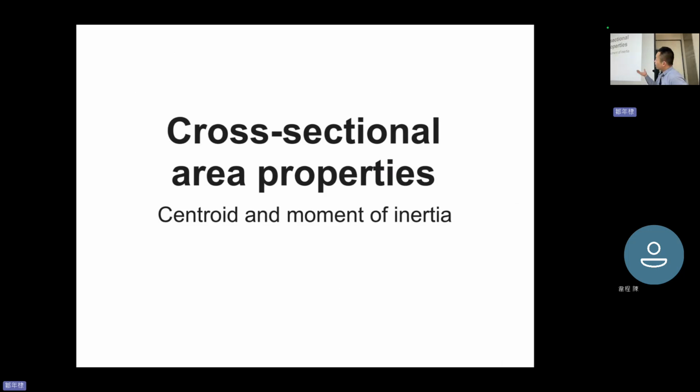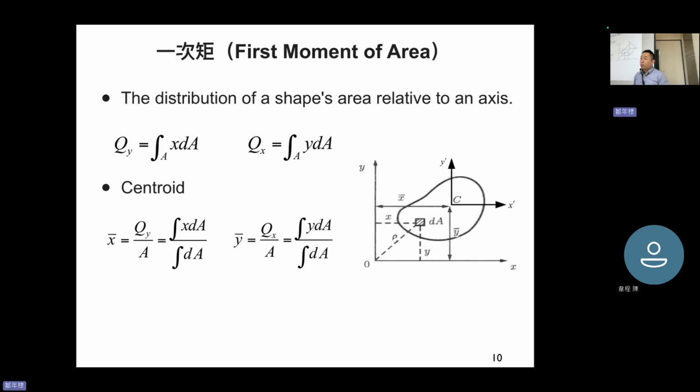Next one, I would like to invite you to discuss cross-sectional area properties, centroid, and moment of inertia. Right, moment of inertia. I guess you remember that, right? Moment of inertia is the property that tells you how difficult a material can be rotated. In this case, how difficult it is for the material to bend. Bend and rotate are similar. Okay, so I guess you understand this.